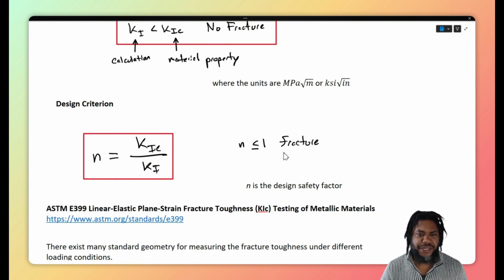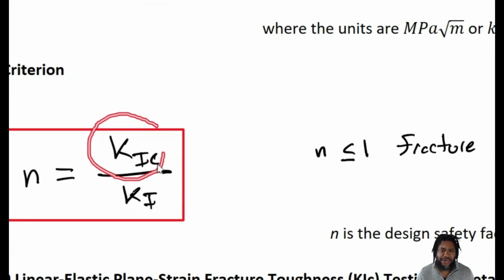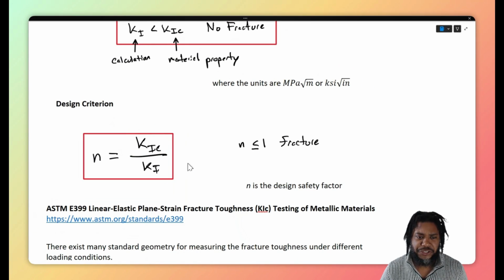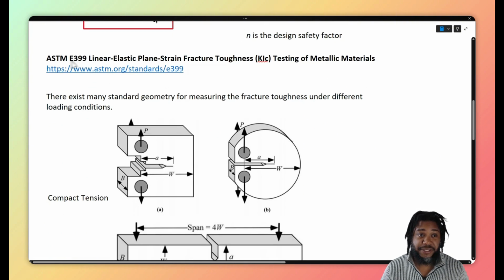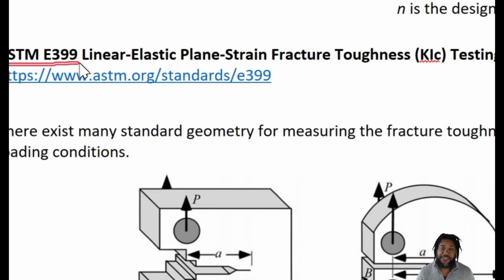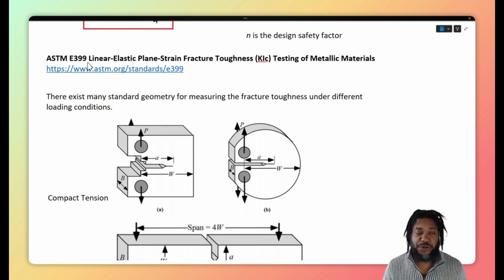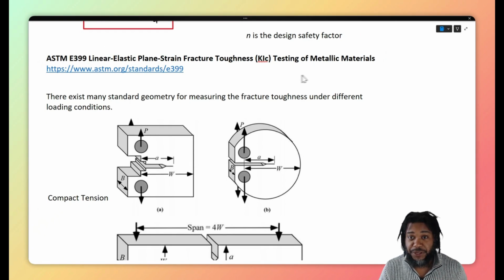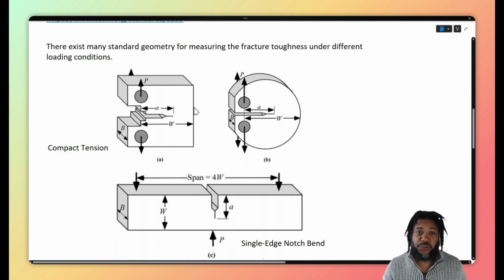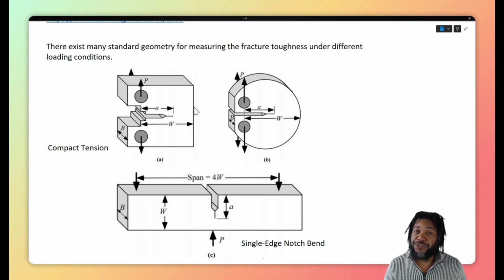Now, how do we obtain that material property of fracture toughness, that K1C parameter? Well, there exists a standard test method by ASTM International. It's a standards organization. Their E399 standard defines how we find the plane strain fracture toughness property of metallic materials. Within that standard, there exist several standard geometries which can be used under different loading conditions.